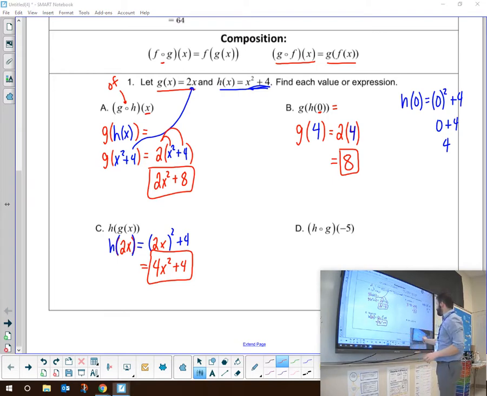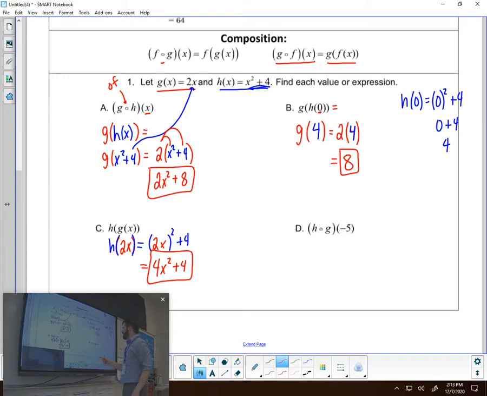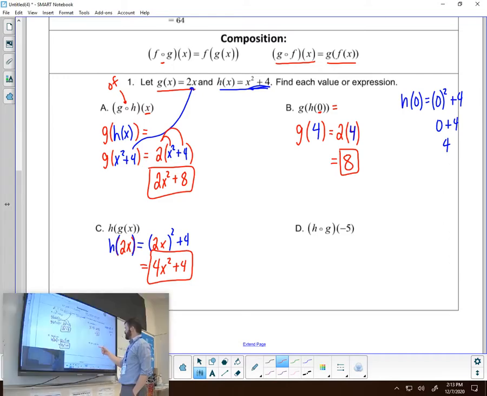Okay, so now for our last one here, letter D. I have h of g of -5. So I'm going to rewrite this like this: h of g of -5. So now it's a problem just like what we had up here, where we're going to figure out what g of -5 is, plug that in where h is, and then we get our answer.